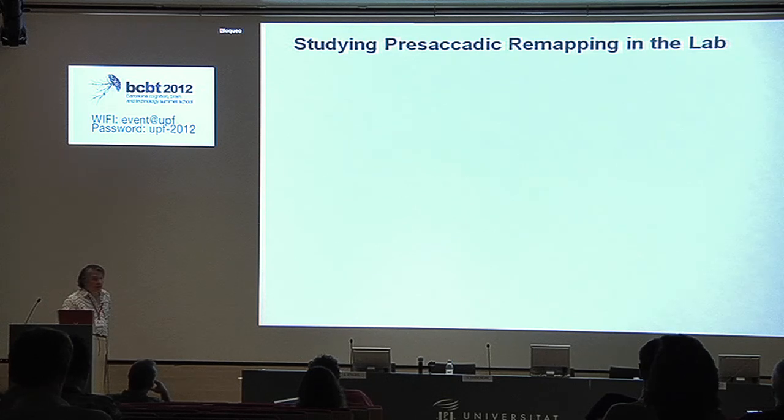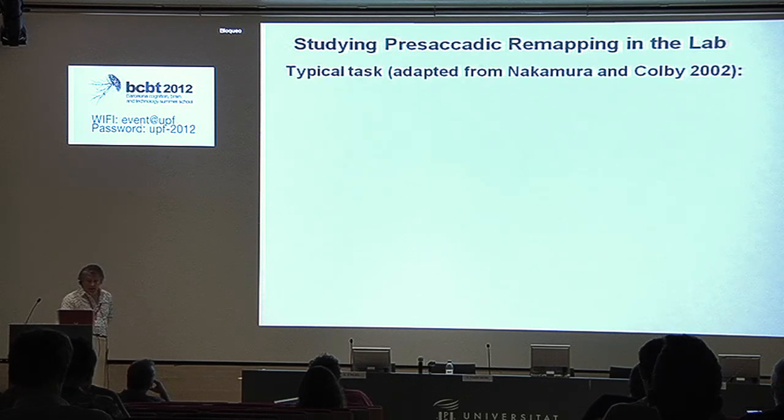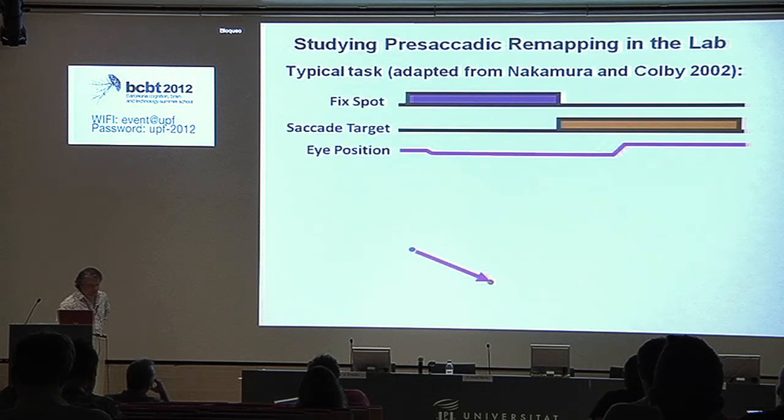So just to give you a better feel for presaccadic remapping, this is how we study it in the lab. In my lab, we use a task that was pioneered by Carol Colby. So Kiyoshi Nakamura and Carol Colby published this in 2002. It's very simple. Again, this is a timeline of the task. This is a spatial representation of what the monkey's doing. Monkey fixates a spot, and then a couple hundred milliseconds later, the spot jumps to a new location. Monkey's job is just to make a saccade to the new location. Monkey does that over and over again.